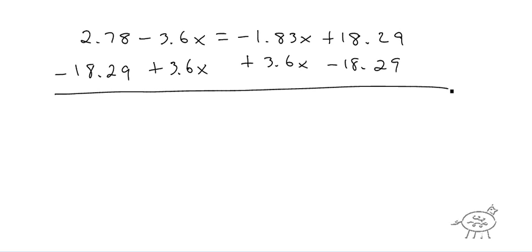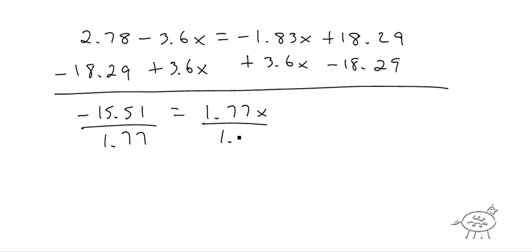Okay, so 2.78 minus 18.29 gives us negative 15.51 and negative 1.83 plus 3.6 gives you 1.77x. Divide both sides by 1.77, and we get x equals 8.7627. Okay, so I didn't tell you what to round to.